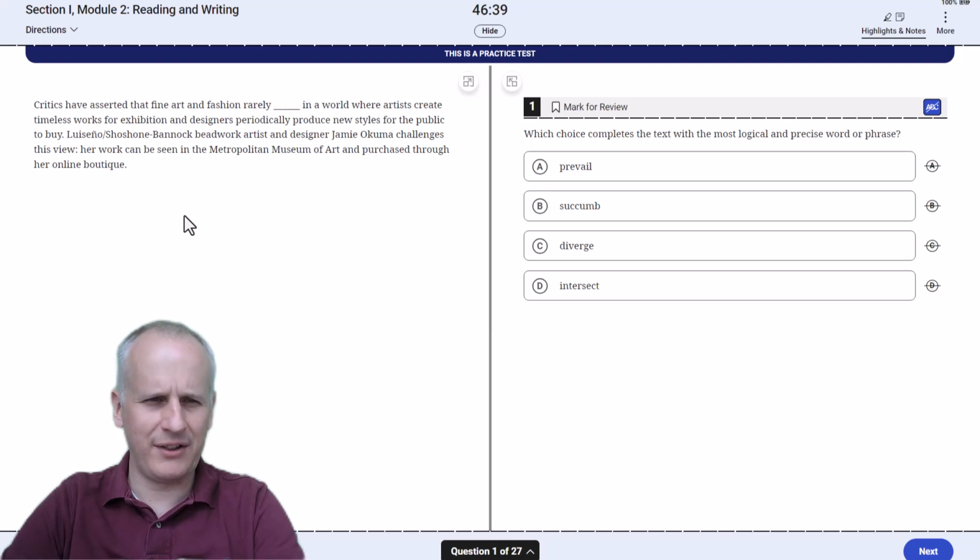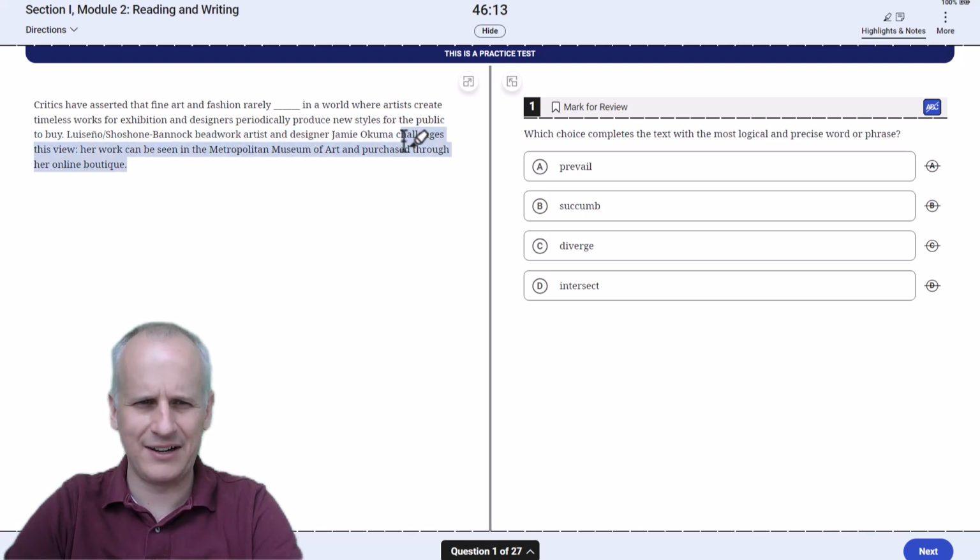So we read on the left, critics have asserted that fine art and fashion rarely blank in a world where artists create timeless works for exhibition and designers periodically produce new styles for the public to buy. Luiseno Shoshone Bannock beadwork artist and designer Jamie Okuma challenges this view. Her work can be seen in the Metropolitan Museum of Art and purchased through her online boutique.